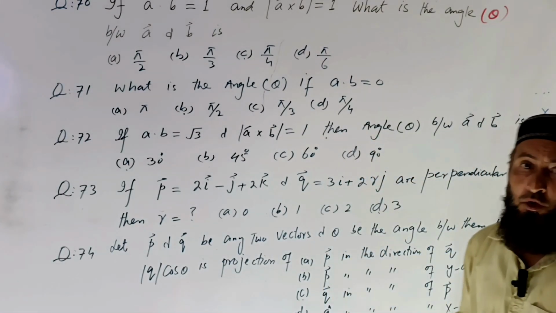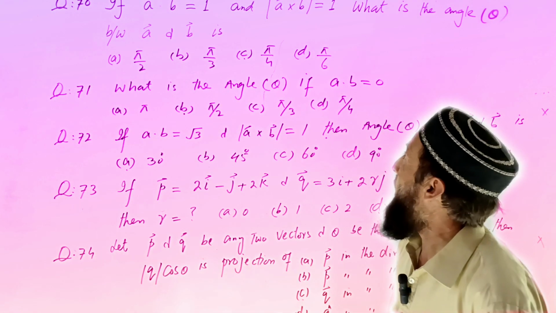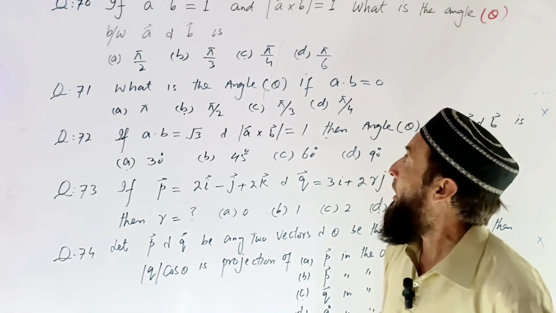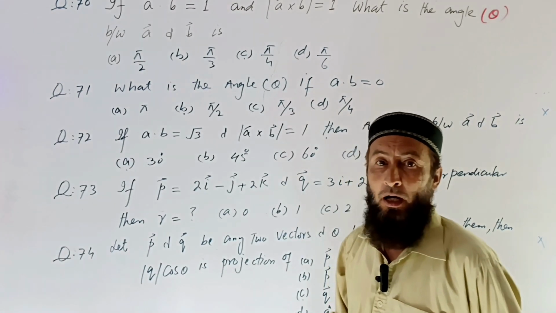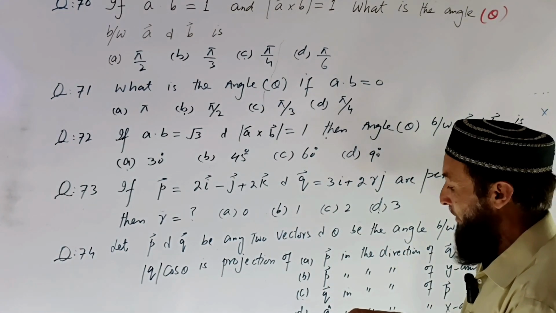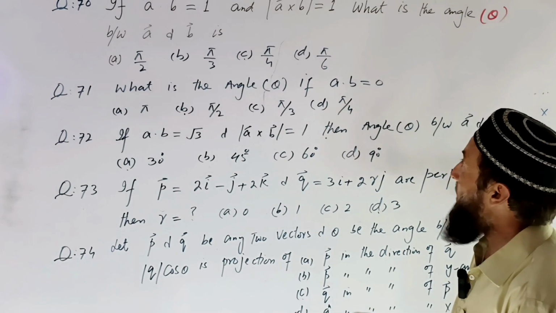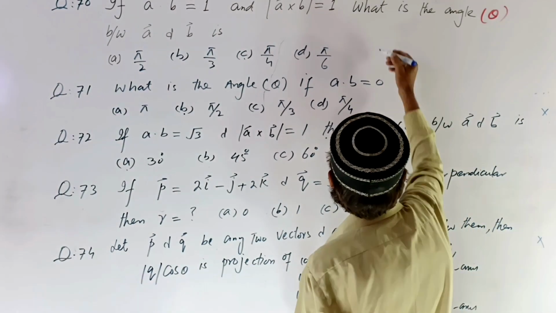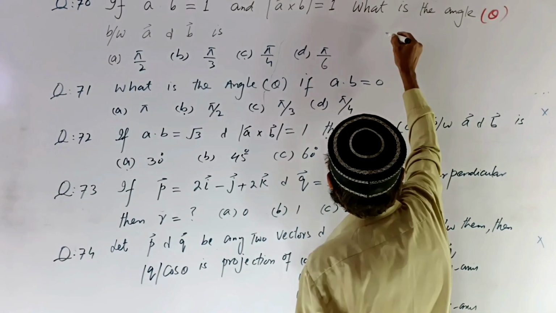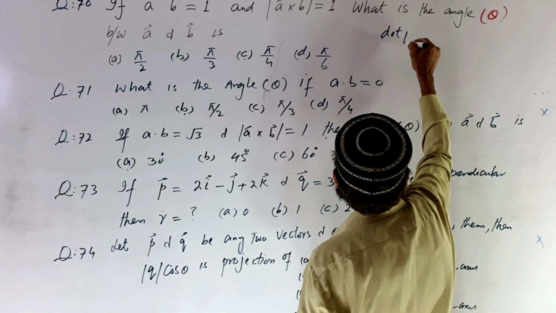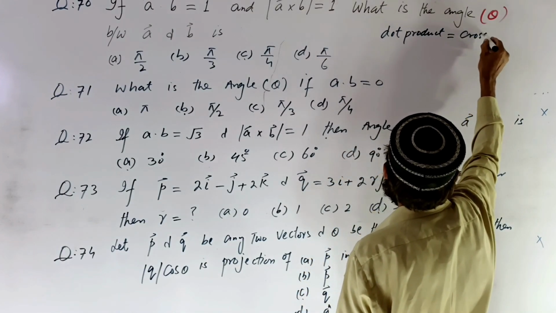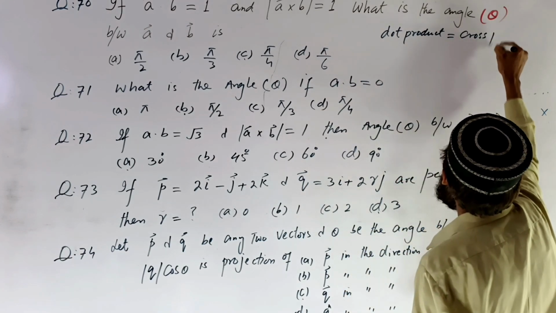So we are applying both properties, A dot B and A cross B. A dot B is the dot product or scalar product, and A cross B is the vector product or cross product. Both results are equal to 1. That means the dot product is equal to the cross product, or vector product.